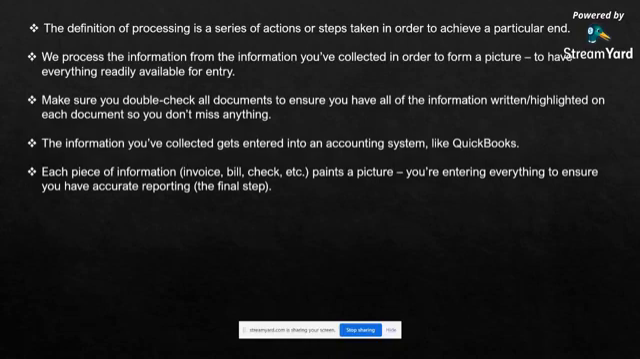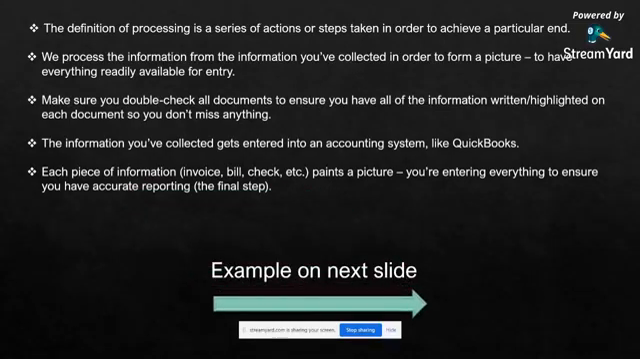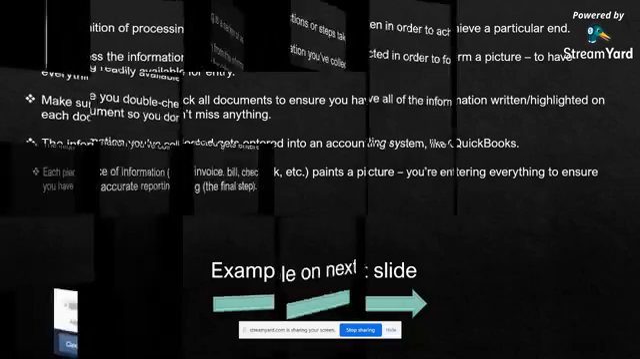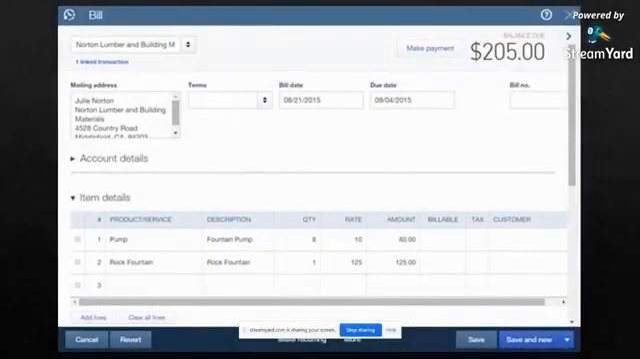The information you've collected then gets entered into an accounting system like QuickBooks, and each piece of information, the invoice, bill, check, etc., they all paint a picture. You're entering everything in the system to ensure that you have accurate reporting, which is the final step, if you remember. And let me give you an example of my slides. Okay, so this is an example.